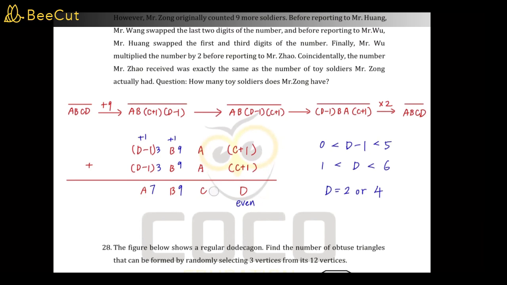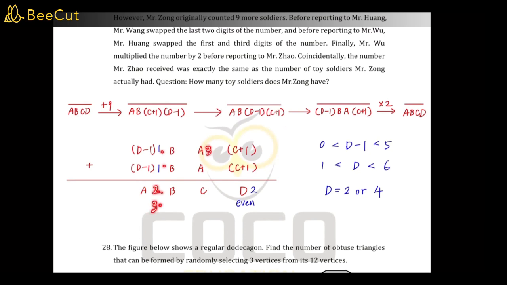Yeah, so we can try the other case. The other case is when D equals 2. So we do it by the same method. If D is 2, D minus 1 equals 1. There's 1 plus 1. Now 1 plus 1 is 2. If there's a carryover, A equals 3. So A is 2 or 3.